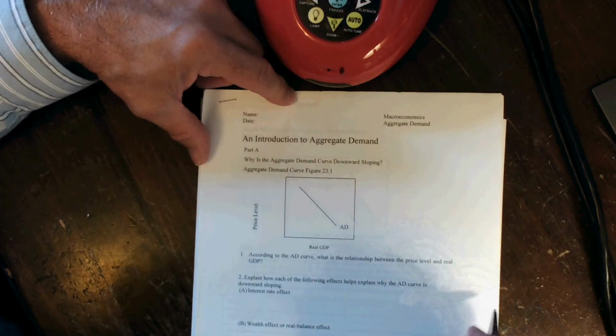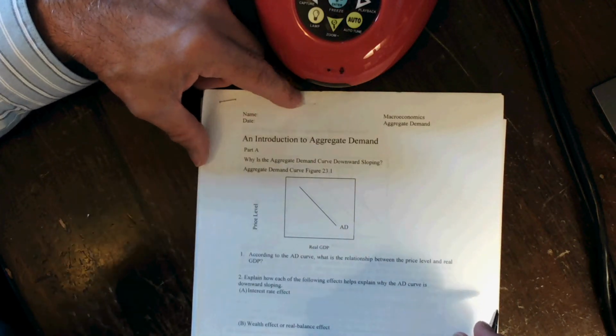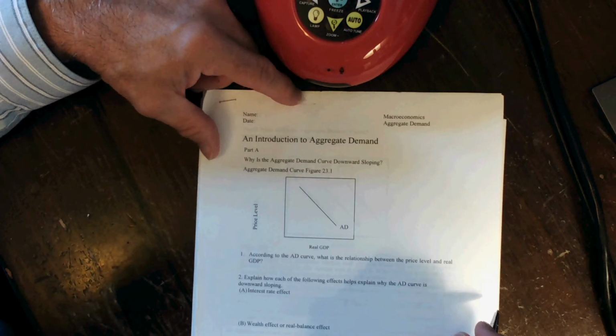Adjunct Professor Moran, Macroeconomics 111. We're reviewing the aggregate demand model notes we discussed in the prior video.